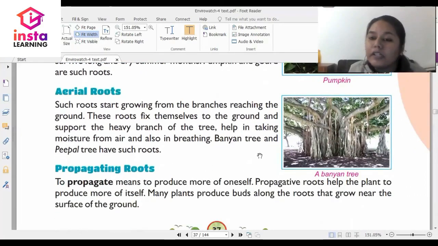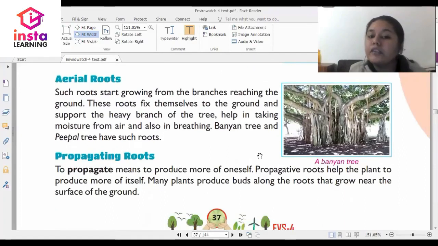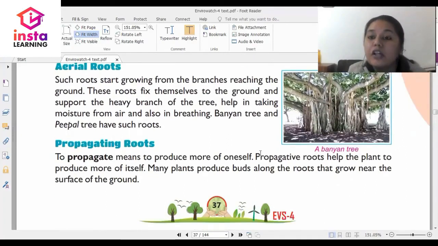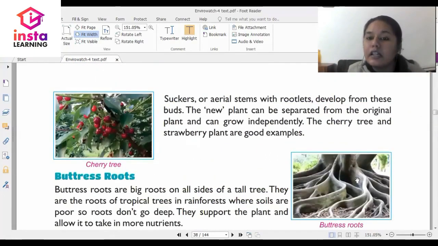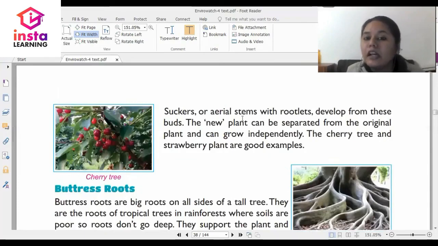Then you have propagating. So what is the meaning of the word propagate? It means to produce more of oneself. So there are some plants which have roots which help in further growth. Propagative roots help the plant to produce more of itself. Many plants produce buds along the roots that grow near the surface of the ground. And then example are given. Suckers or aerial stems with rootlets develop from these buds. The new plant can be separated from the original plant and can grow independently. Cherry or strawberry is a good example.